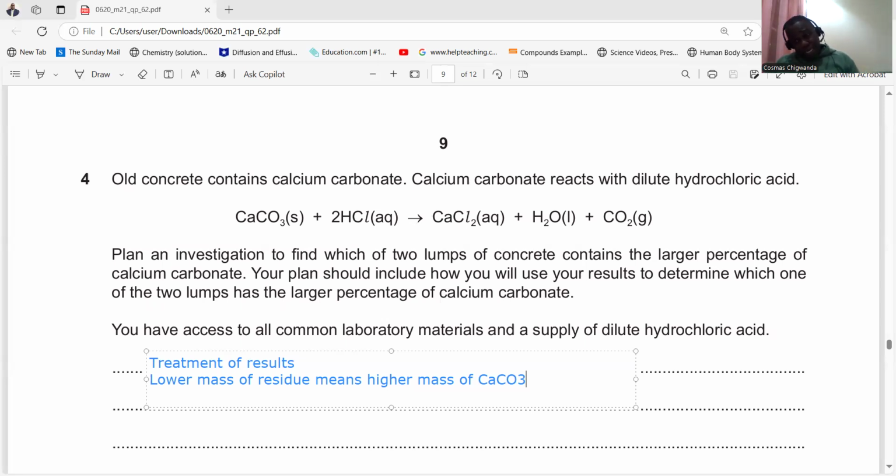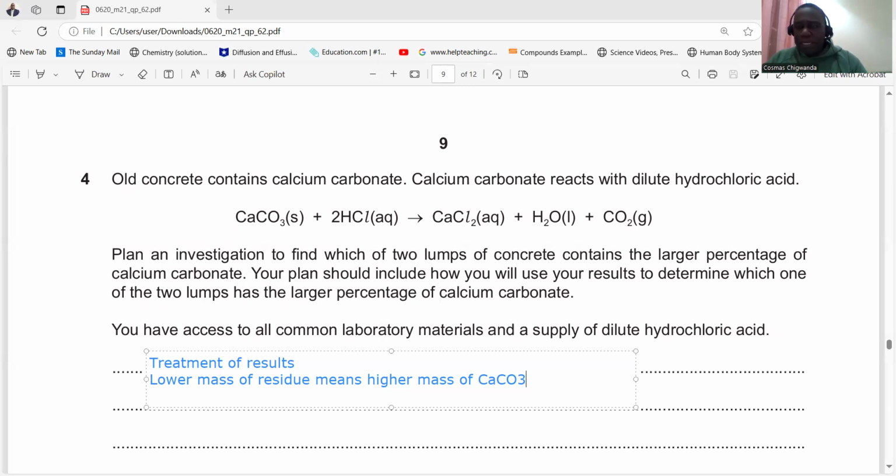This is one method that you can actually use to answer that question. But you could also measure and collect carbon dioxide that is produced over a period of time. Again, what you need to do is to take equal samples. You react with your excess hydrochloric acid, sample A, sample B, and you measure the volume of carbon dioxide produced. Maybe over 5 minutes or over 10 minutes. You draw your two graphs and analyze which one had a higher mass of carbon dioxide. In that way, you can also measure the amount of calcium carbonate that will be present in the lump of concrete.